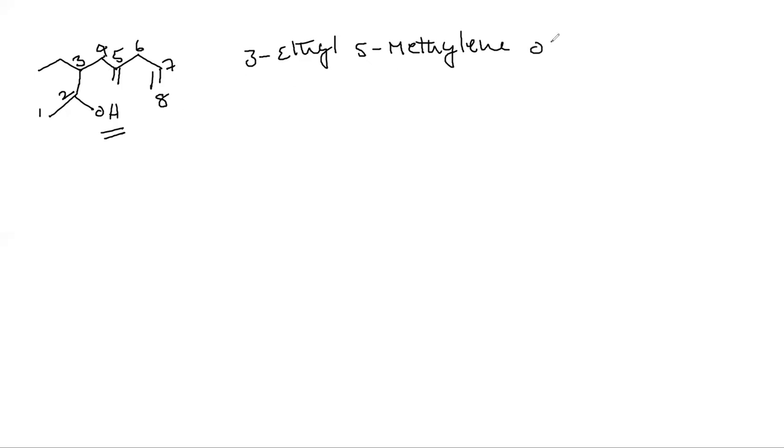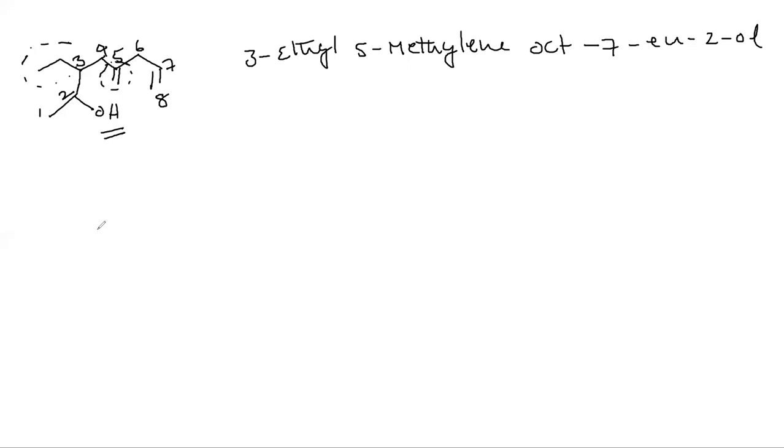8 carbons, oct. At the 7th position, we have unsaturation. Oct-7-en-2-ol. So this is the name of this alcohol. Understand? At the 3rd position, we have an ethyl group, and this is methylene. So this is the name of this compound.